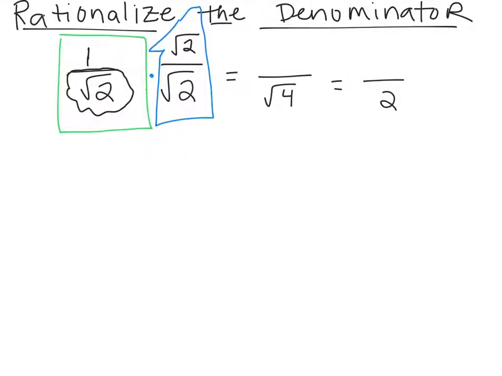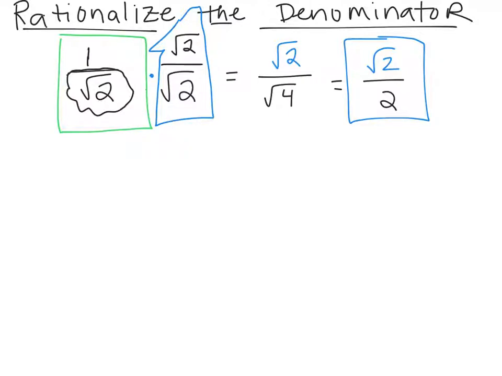Okay, so then I would get in the numerator 1 times square root of 2, which is just square root of 2. And so my answer is square root of 2 over 2, and that is done. That's called rationalizing the denominator.